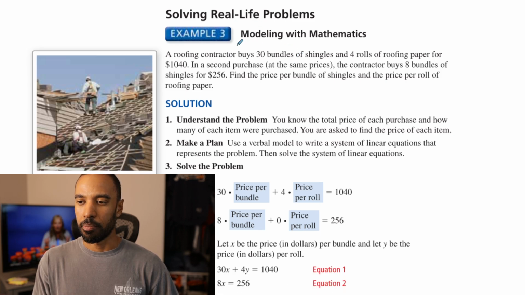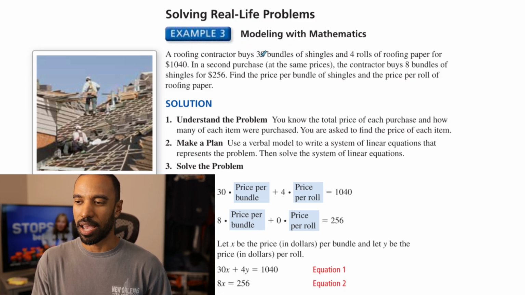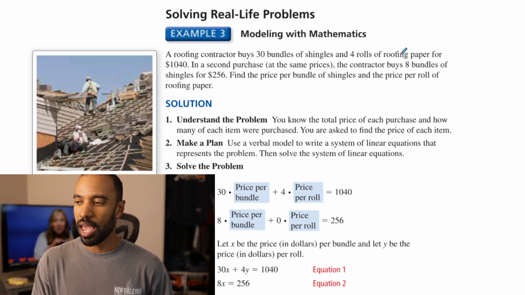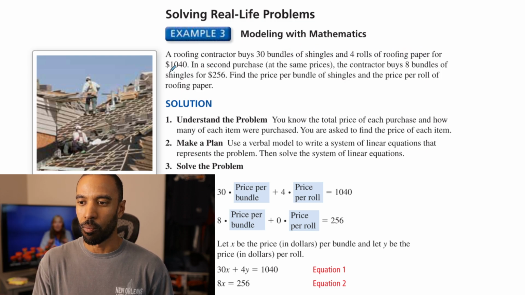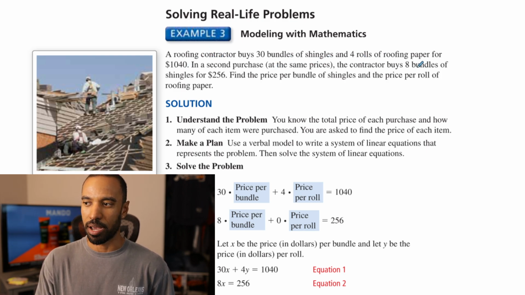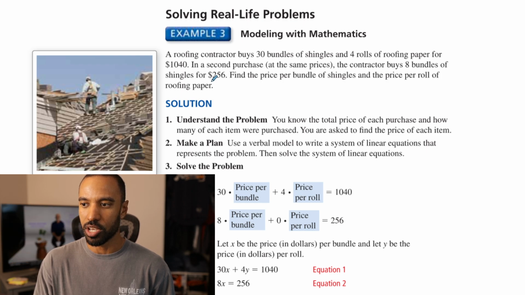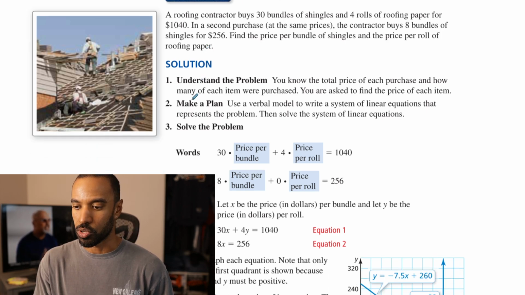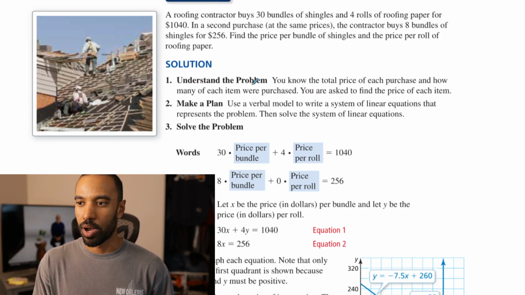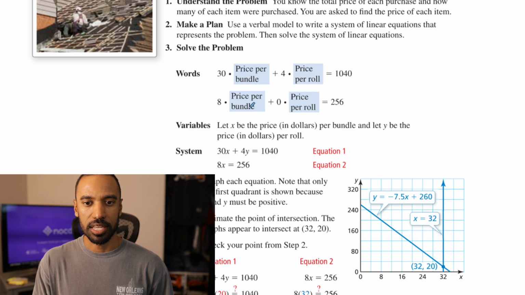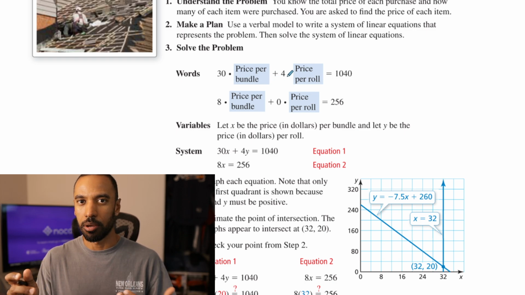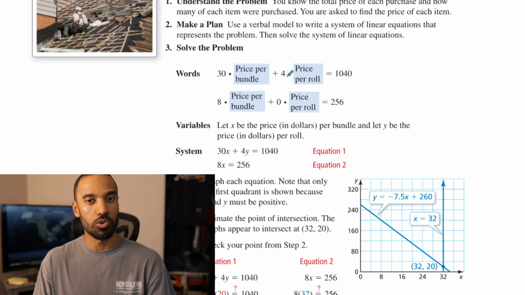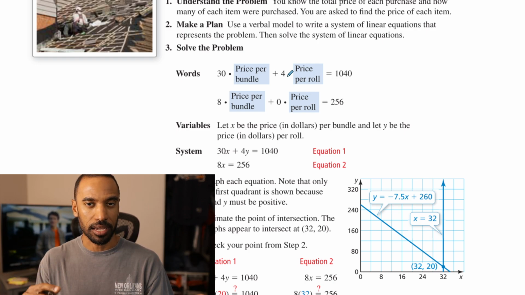Okay, modeling with mathematics. It says a roofing contractor buys 30 bundles of shingles and 4 rolls of roofing paper for $1,040. In a second purchase at the same prices, the contractor buys 8 bundles of shingles for $256. Find the price per bundle of shingles and the price per roll of roofing paper. Now, this is doing it graphically still, I imagine. I imagine we're still going to graph these ones. So with this one, we are coming up with a set of equations. We have to define variables. It's best, really, guys, to use x and y because when we graph them, we need to have an x and a y.